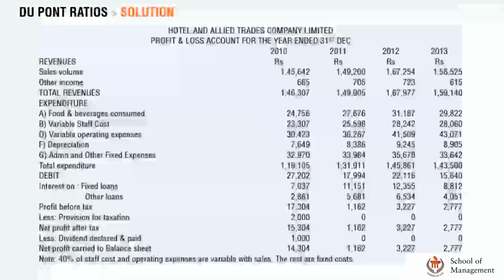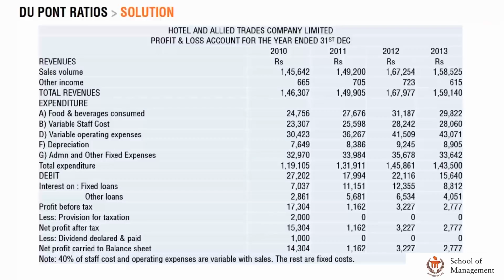Let us first look at the profit and loss account of Hotel and Allied Trades for the 4 years 2010 to 2013. As you can see here, the company had excellent performance in 2010 with sales of 1,45,642 and profits of 14,304 rupees carried to the balance sheet. But from that year, there has been a major reverse in 2011 and 2012, where the company suffered a fall in sales and also therefore a fall in profits.